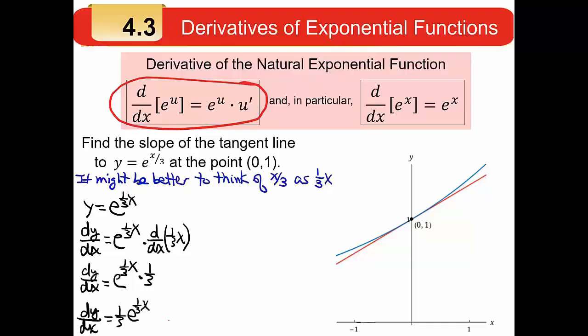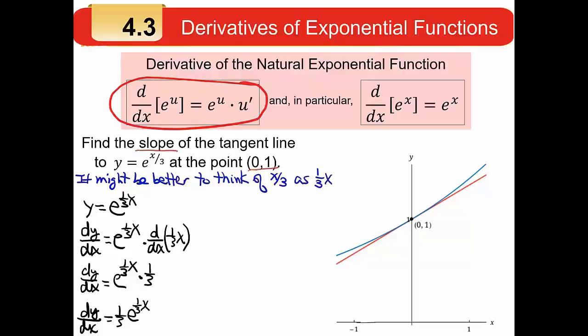And most of us write the 1/3 first. It just looks more natural. So I would write that the derivative of y with respect to x is 1/3 times e to the 1/3 x. Now remember what we're doing. We actually want to find the slope of the tangent line at this point.